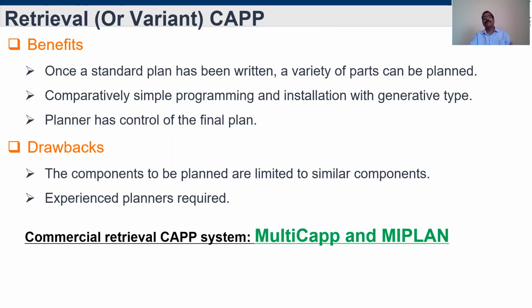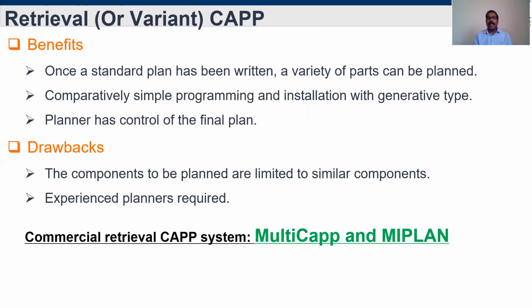In computer-aided process planning, there are two types: one is generative type, another is retrieval. Compared to the generative type, retrieval needs somewhat simpler programming and installation. We'll discuss how, in the next slides. Then the process planner has control over this particular process plan type. Okay, what are the drawbacks?